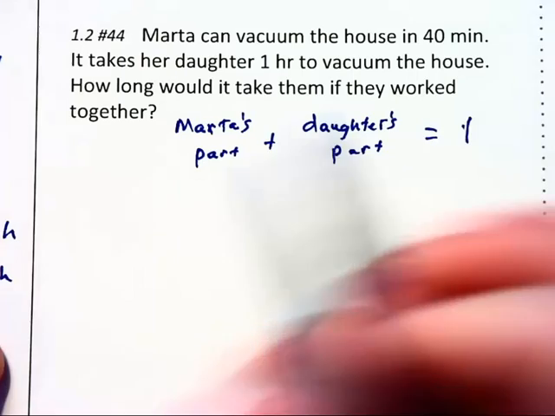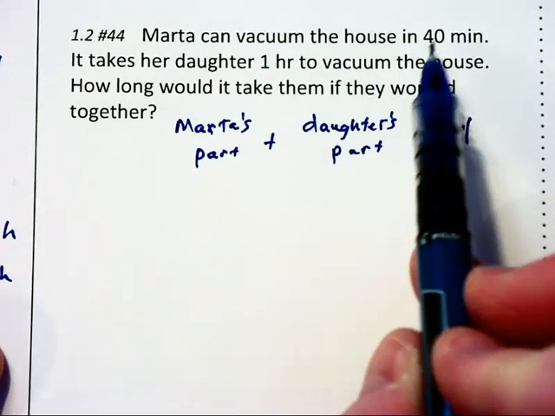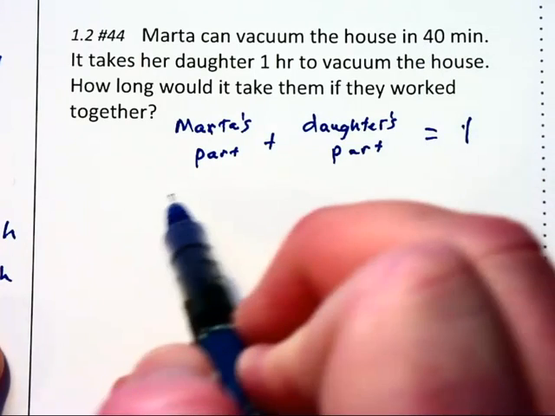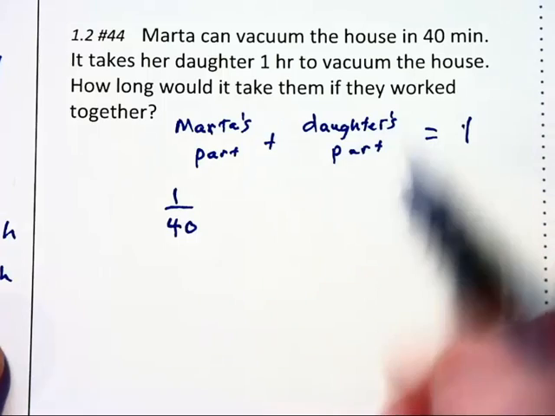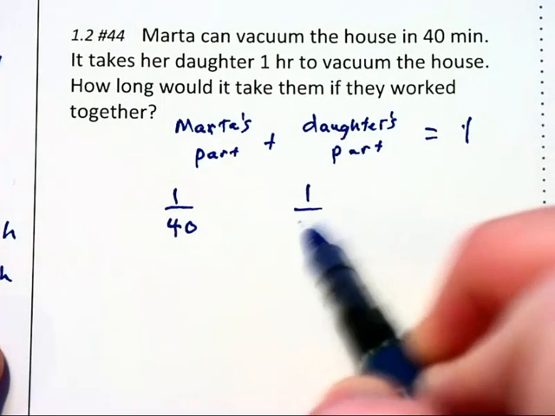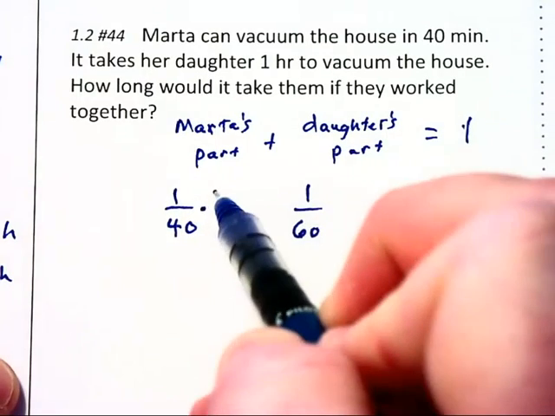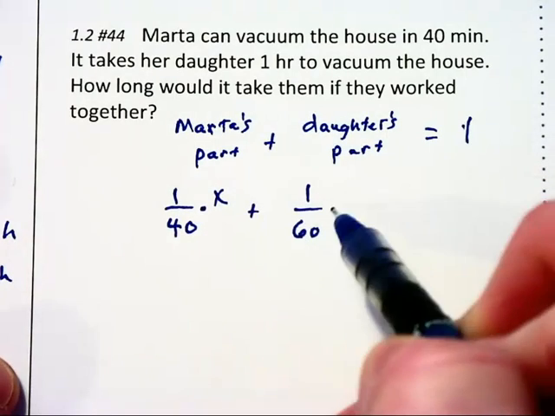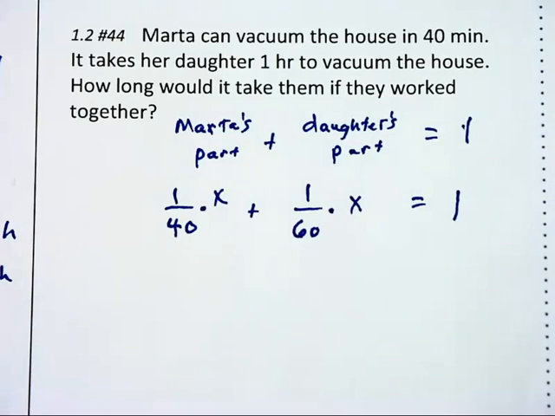Now, Marta can do the whole job by herself in 40 minutes. She's going to do 1/40th of the job each minute, and the daughter is going to do 1/60th of the job each minute. Now we want to multiply this by the number of minutes they actually work to complete the whole job.